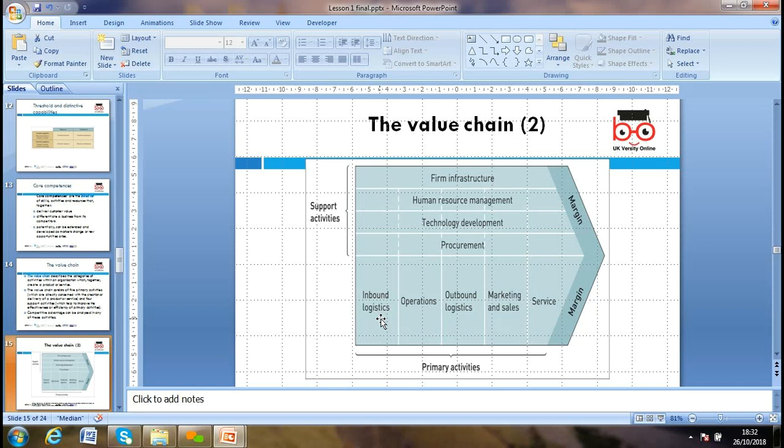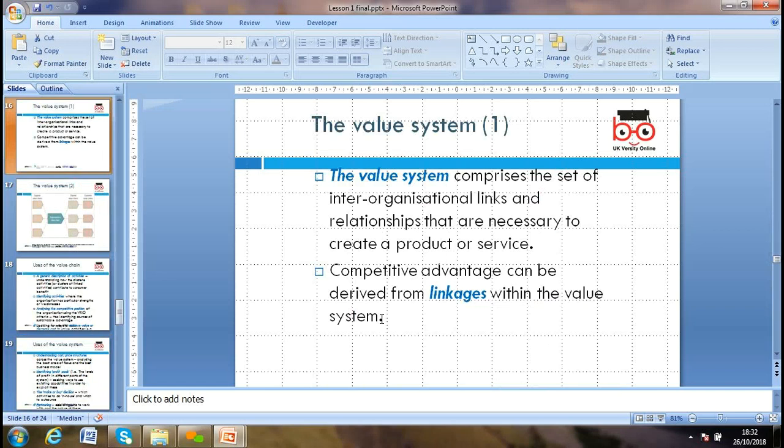What are the support activities? So firm's infrastructure, human resource management, technology, procurement, all these are support activities. So if you really want to change the value, you need to focus on the primary and the support activities to change the value in our organization. So the value chain system comprises a set of inter-organization links or relationships that create a product or the services.